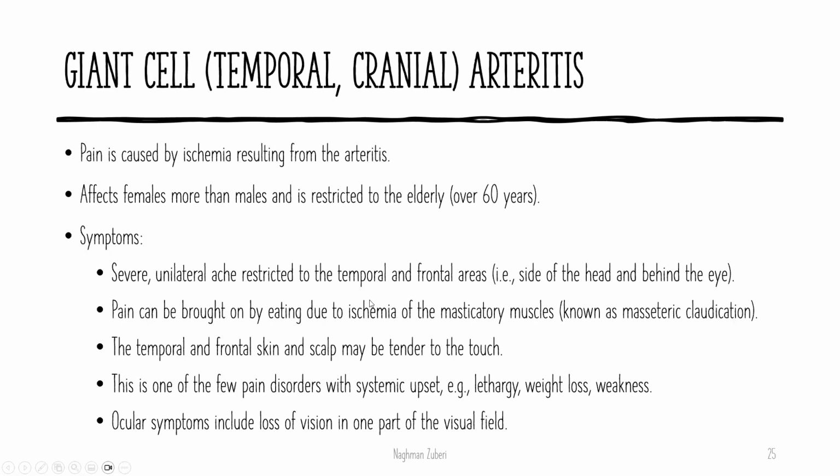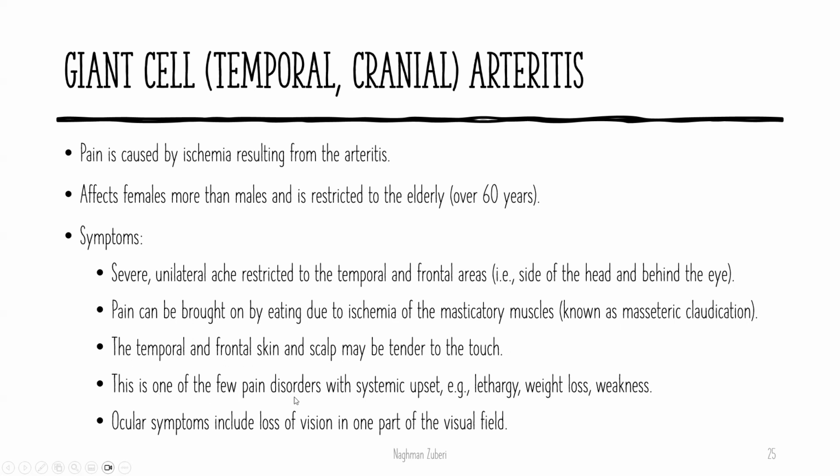Giant cell or temporal or cranial arteritis. Pain is caused by ischemia resulting from the arteritis, affects females more commonly as compared to males, and is restricted to elderly people, meaning over 60 years of age. Symptoms: severe unilateral ache restricted to the temporal and frontal areas, that is the side of the head and behind the eye. Pain can be brought on by eating due to ischemia of masticatory muscles, known as claudication. The temporal and frontal skin and scalp may be tender to the touch.